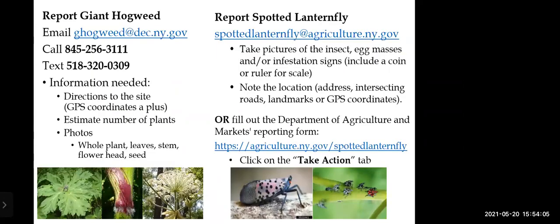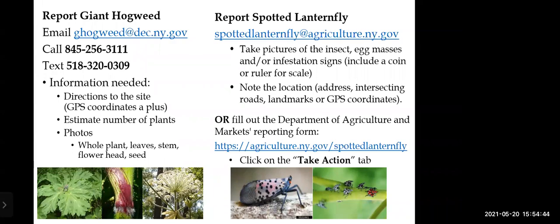you can report it to New York Ag and Markets. They recently took over the control program from the DEC because it's such a huge threat to our agricultural industry. So you can report spotted lanternfly at agriculture.ny.gov. Take pictures of the insect or egg masses or infestation signs, whatever you're seeing. It's helpful if you include something for scale, like a coin or a ruler, and you'll want to note the location by providing an address, a road intersection, landmarks, or even better, GPS coordinates.